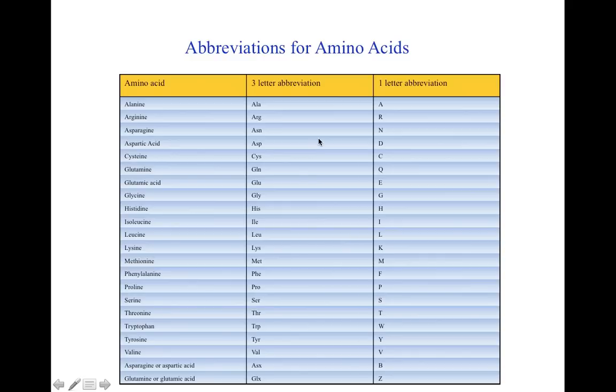And then if you find that the 3-letter abbreviation will take up too much time, there's good news for you in that you could use a 1-letter abbreviation. And not for all, but for a few of them, the first letter corresponds to the letter of the name. So for instance, alanine is A. But then look at arginine, it's capital R. Lysine is K, and so on. So you have to be careful, right?